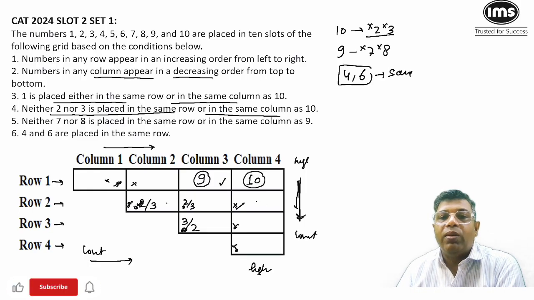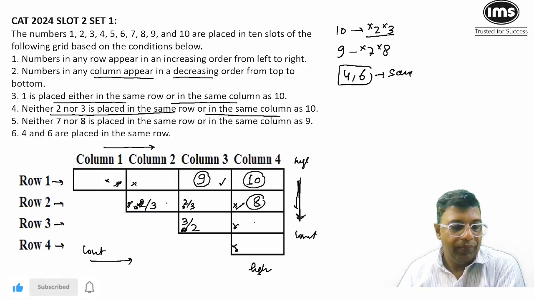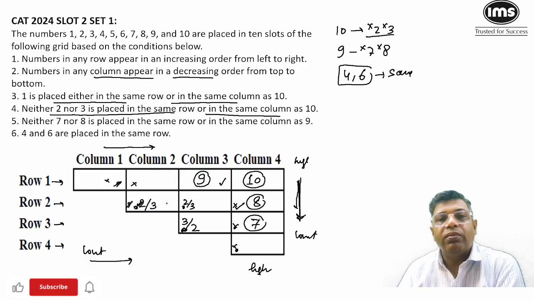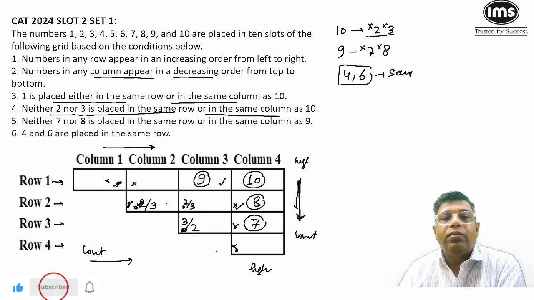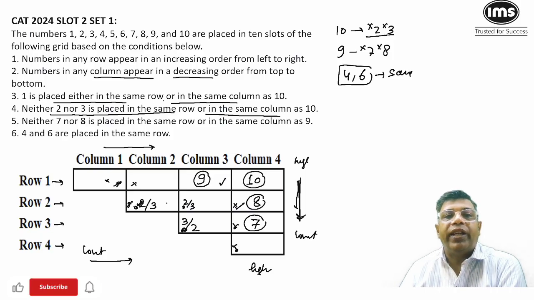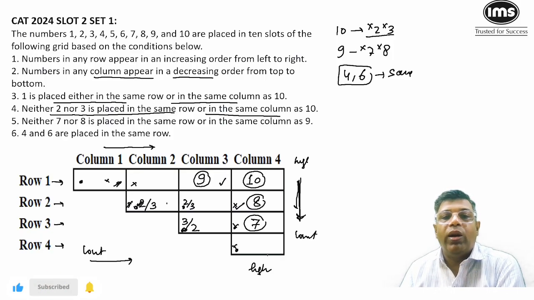So 7, 8 has to come over here. In that case, 8 would come over here. And maybe 7 will come over here. And it also says that 1 is placed in the same row or in the same column as 10. So maybe I can take 1 over here or I can take 1 over here. That is what I have to analyze.